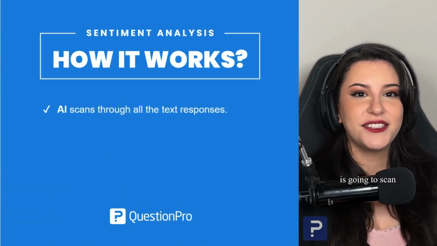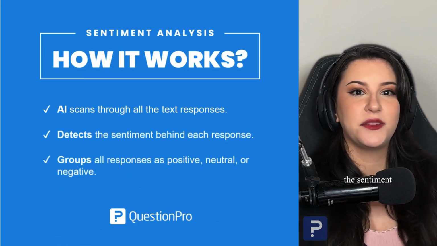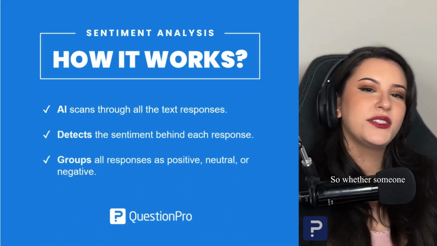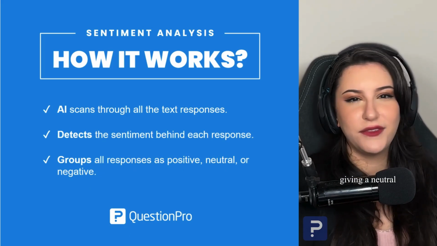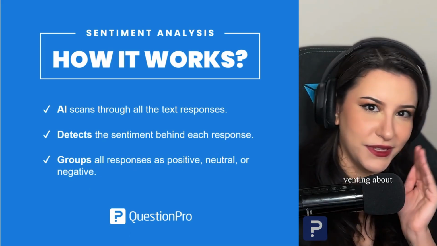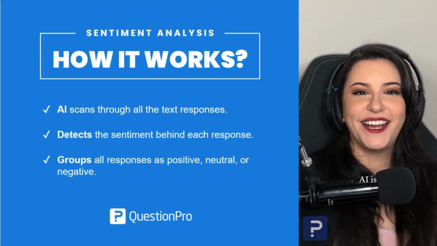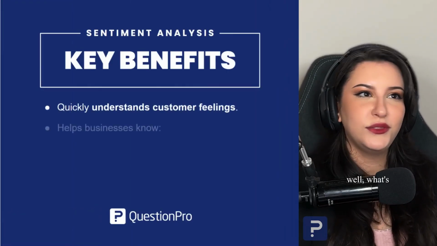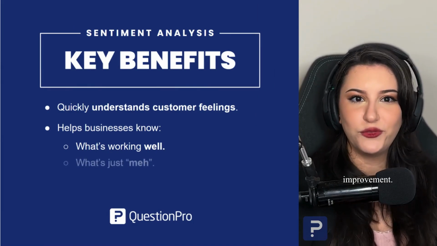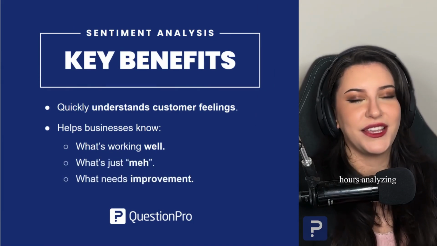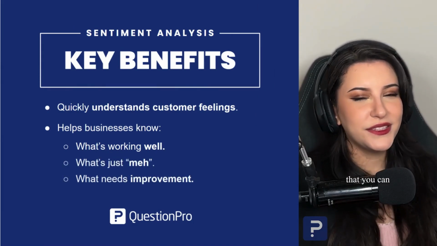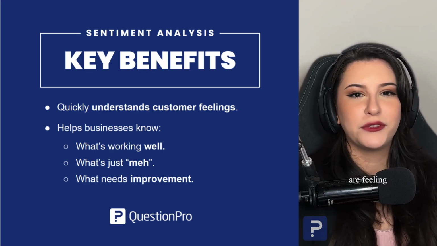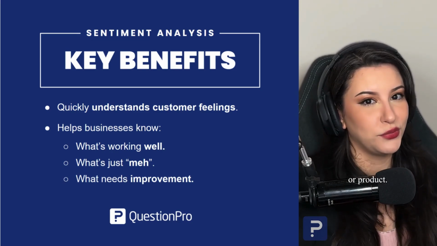The AI is going to scan through all of the text and detect the sentiment behind each response. So whether someone is raving about your product, giving a neutral update, or maybe venting about a bad experience, AI is going to group all the responses accordingly. In the end, you'll know what's working well, what's kind of meh, what needs improvement, all without having to spend hours analyzing that data yourself. This means that you can quickly get a feel for how people are feeling about your content, service, or product.